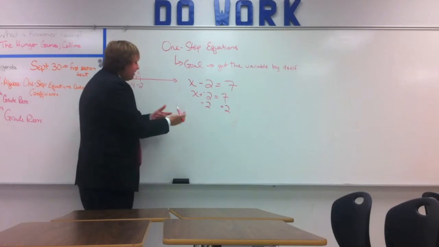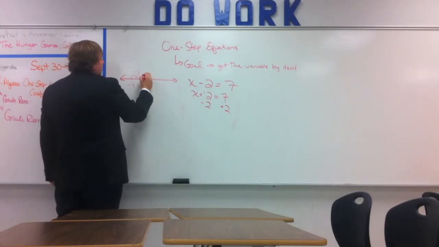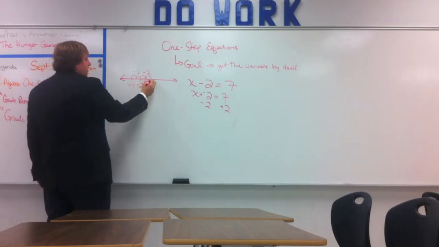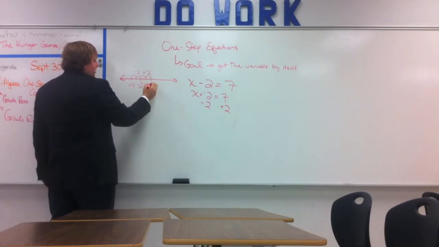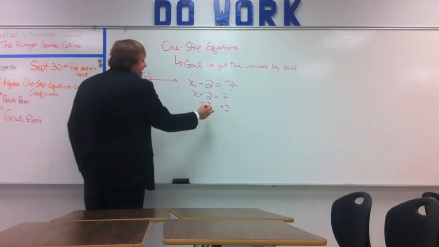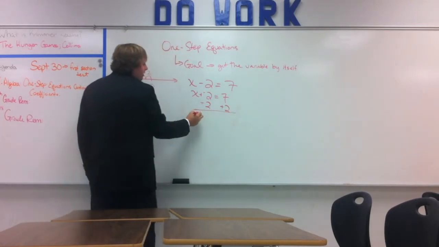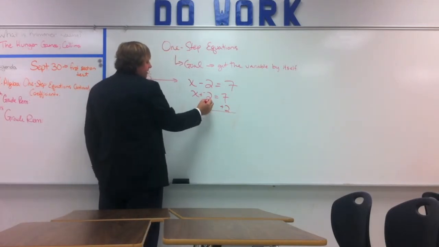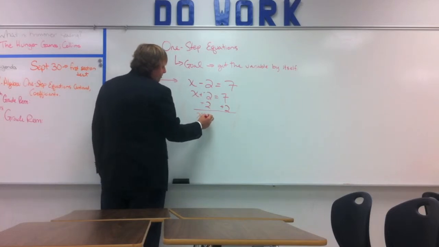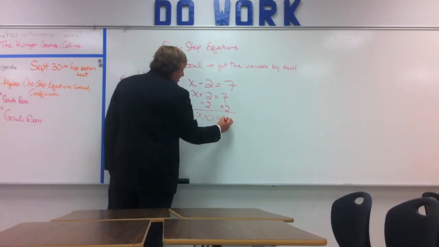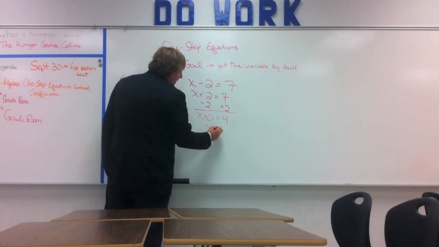We don't want to add more negatives. What if we add 2? If we add 2 to negative 2, we get a 0. That's what we want to do. So add 2 to both sides. So we get x, negative 2 plus 2 is 0, so we get plus 0 equals 9. Simplify. x equals 9.